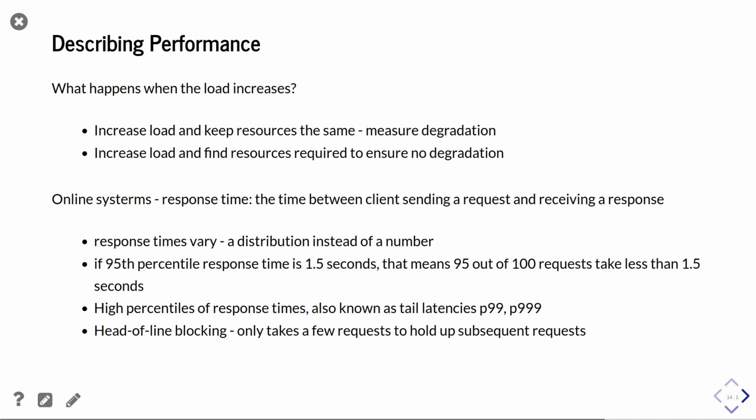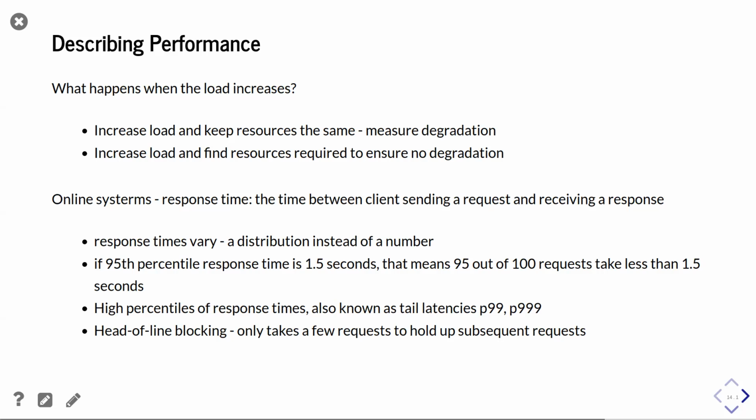Normally response times are measured in P99, which is the 99th percentile, or P99.9, which is the 99.9th percentile. So in 1,000 requests, 999 will have a latency less than 1.5 seconds. These higher percentiles of response times are also known as tail latencies. And the idea is to really reduce the tail latencies.